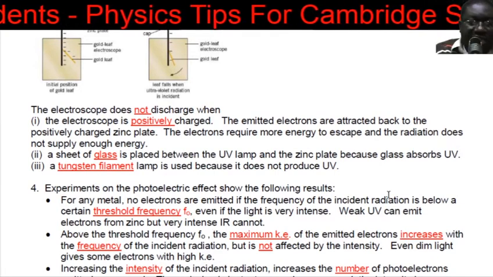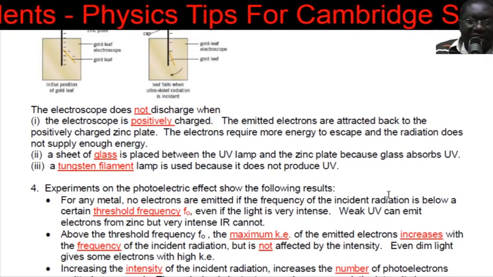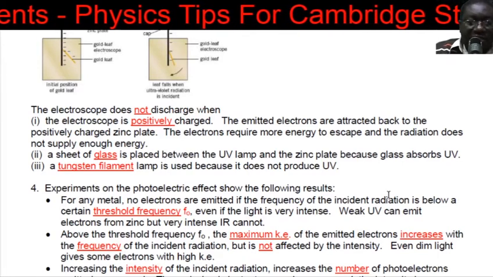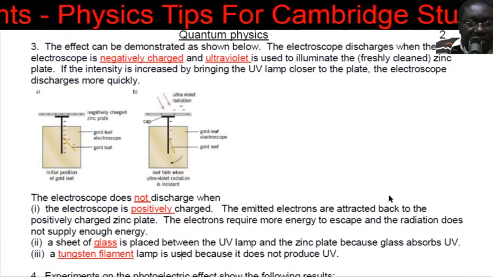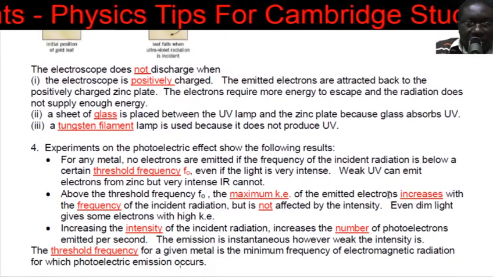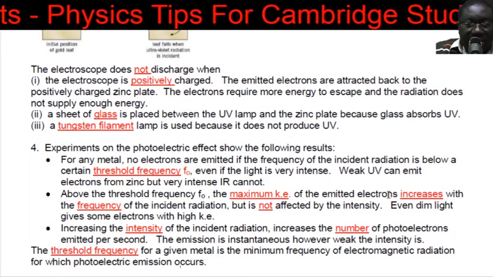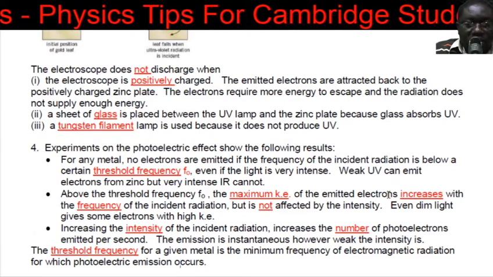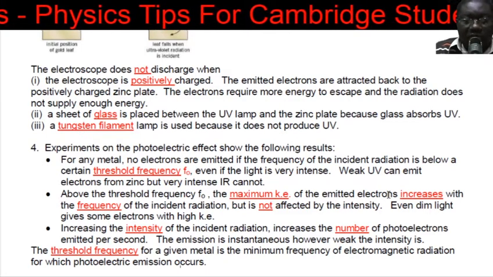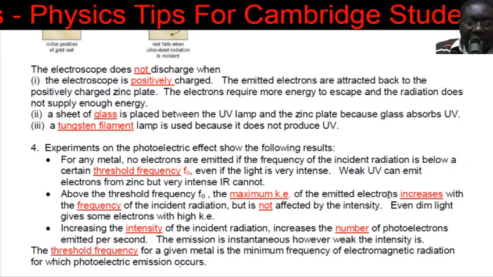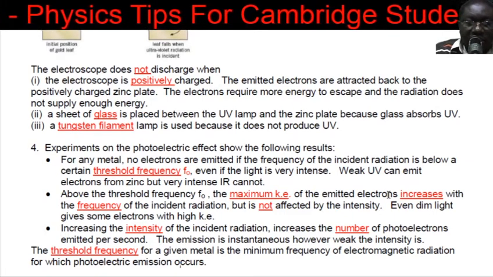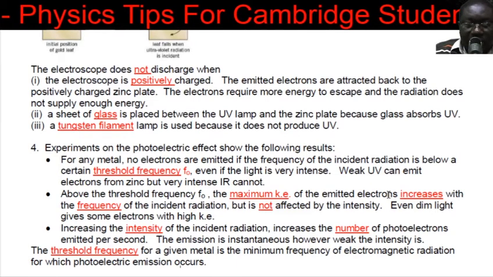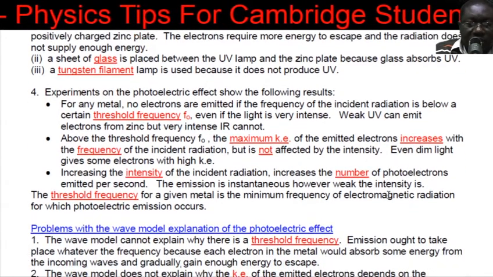Experiments on the photoelectric effect show the following results. For any metal, no electrons are emitted if the frequency is less than a certain value, which is called the threshold value. If the frequency of the incident radiation is below the threshold frequency, no electron is emitted from the surface, even if the light is very intense. Weak UV can emit electrons from zinc, but very intense IR cannot, because its frequency is low.